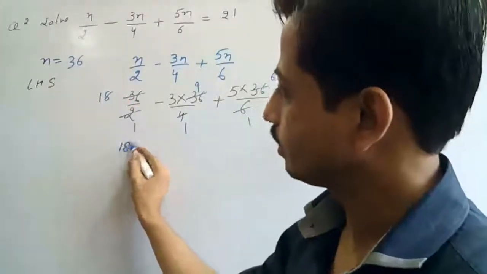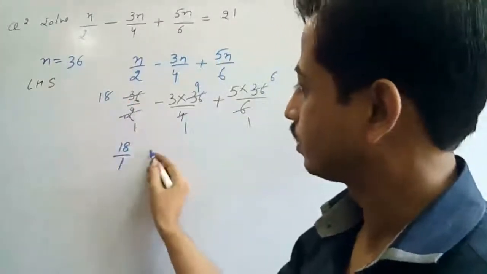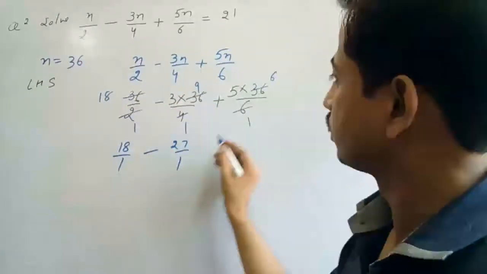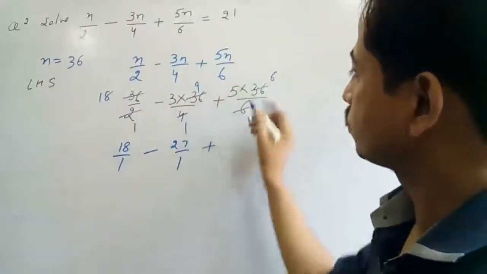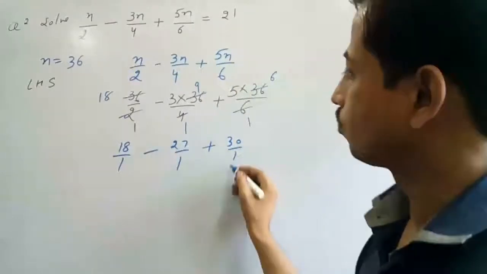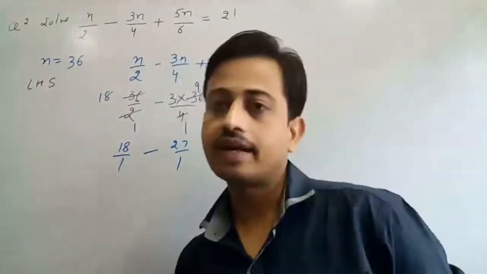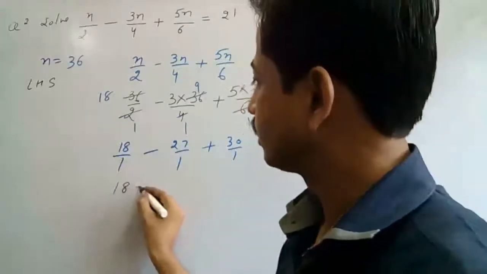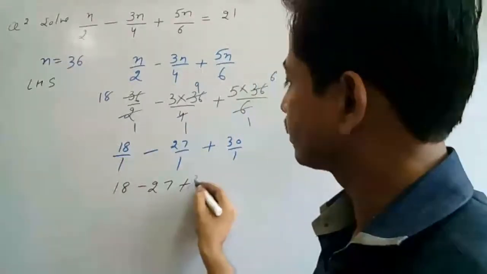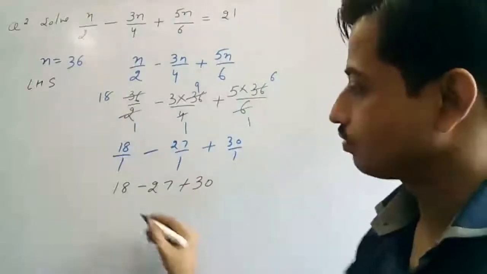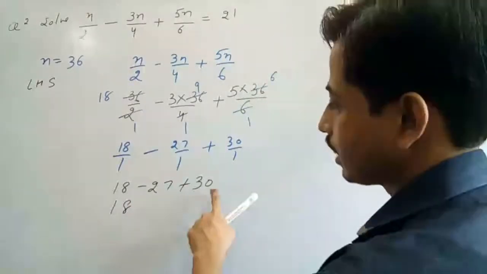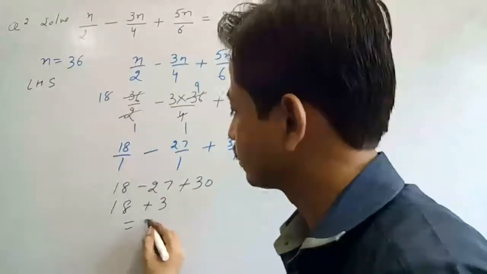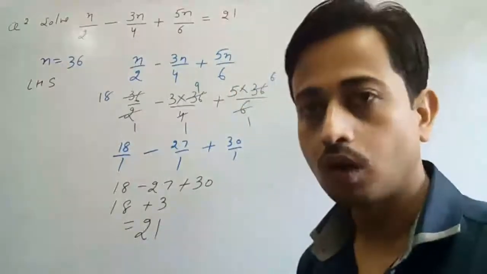We get 18 divided by 1 minus 9 into 3, 27 divided by 1 plus 5 into 6, 30 divided by 1, and we know if we divide any number by 1 we get the same result, so we can write 18 minus 27 plus 30. Now solve it. 30 minus 27 we get 3, so the answer is 21.